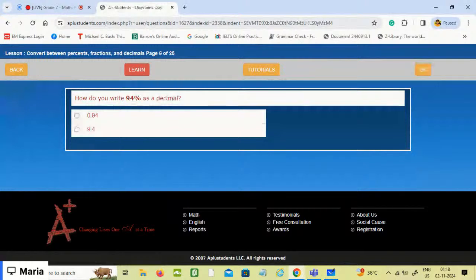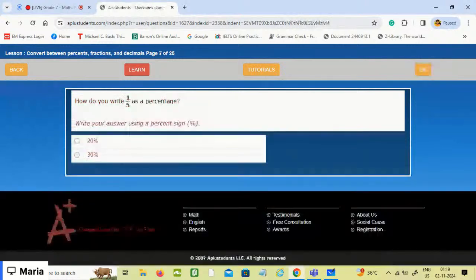How do you write 94% as a decimal? So which is the correct option? That is 0.94. Option number 1 is the correct option.